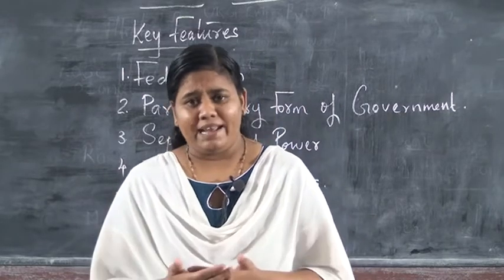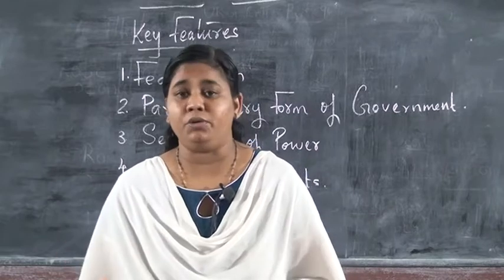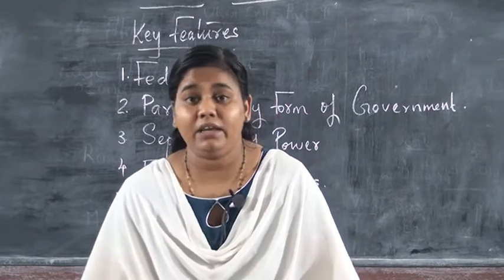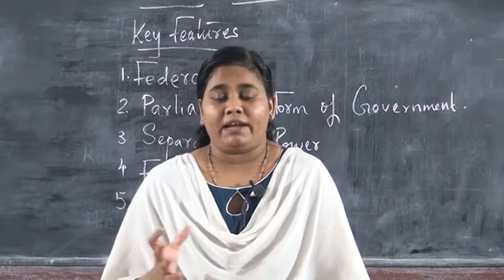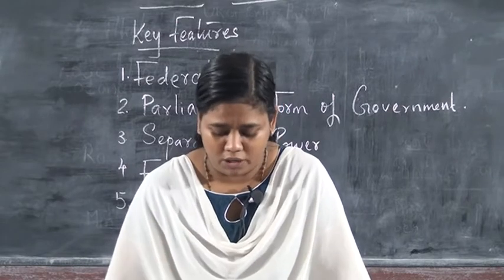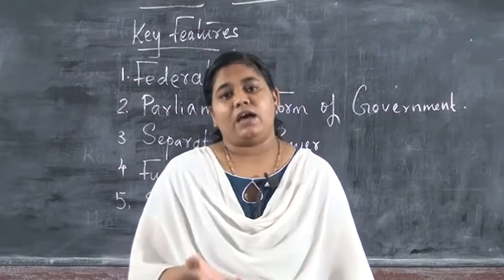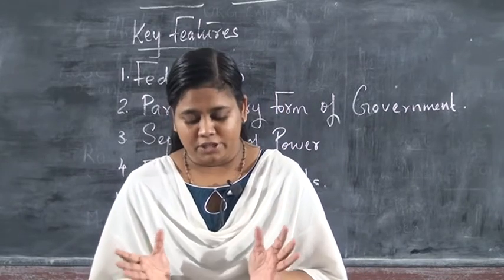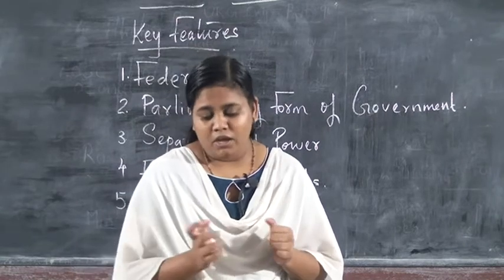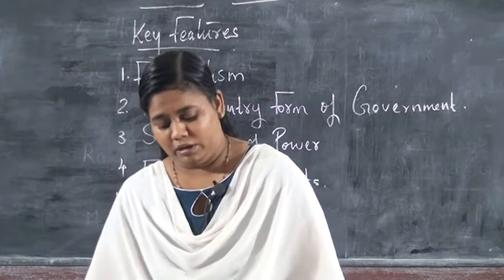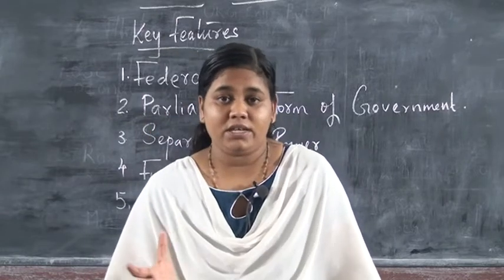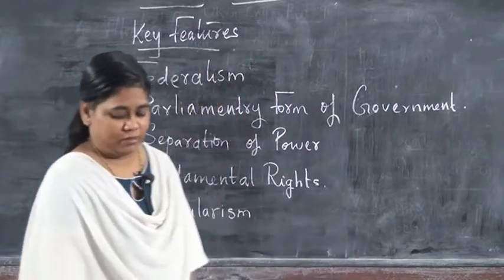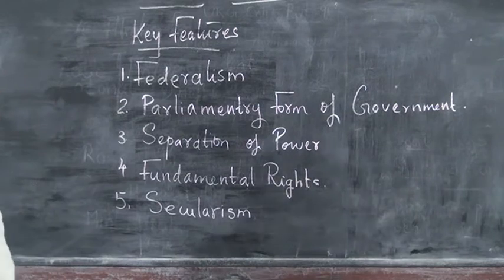So it was very difficult for the Constituent Assembly to make a constitution for India. They took 3 years to complete writing the constitution. You all know that on January 26, 1950, after 3 years, the Indian constitution came into force. Now we can look at the key features of the Indian constitution.